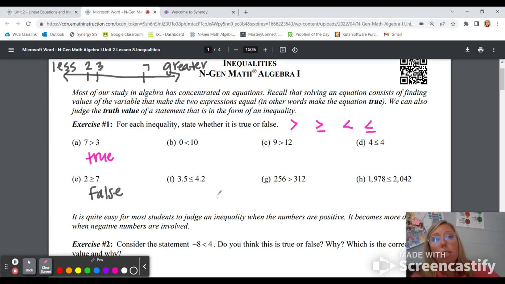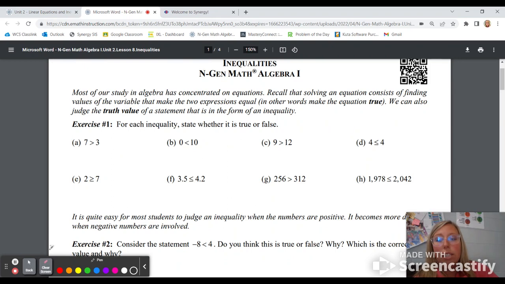All right, hopefully you've paused the video and answered B through H here on exercise 1. You can check your answers against the answer key when you finish the notes. We're going to move on to exercise 2.